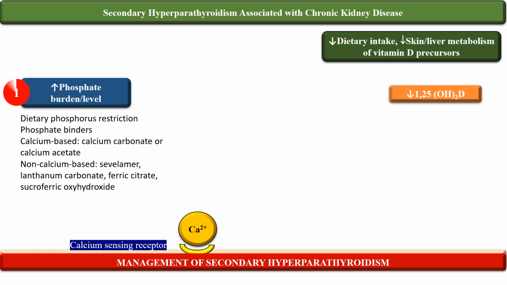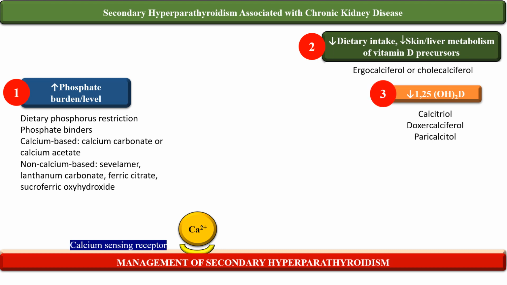Number 1, reduce phosphate burden with dietary restriction and the use of phosphate binders. Number 2, supplement patients with vitamin D precursors. Number 3, supplement active vitamin D receptor agonists after phosphate levels have been relatively normalized. Number 4, in dialysis patients only, calcimimetics may be added if secondary hyperparathyroidism has not been controlled despite corrections of all above problems. Patients on calcimimetics must be monitored for hypocalcemia.